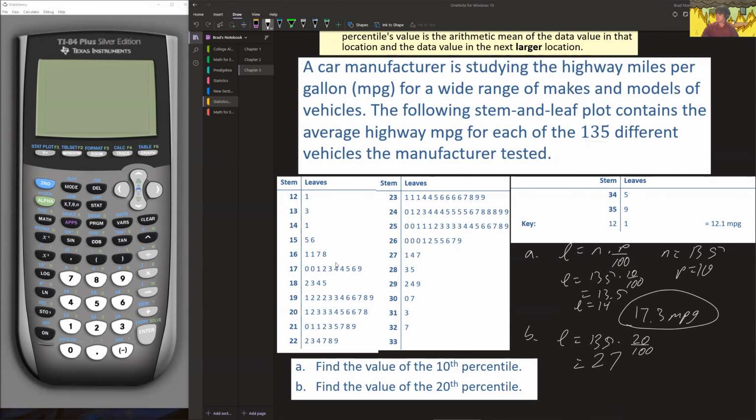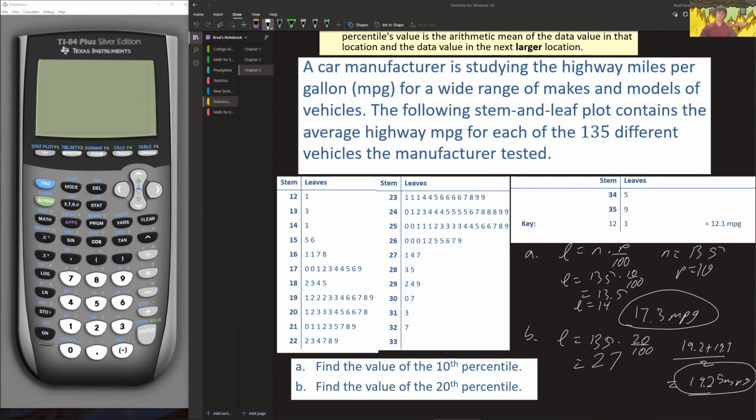So if I took a look, 17.3, this was the 14, 15, 16, 17, 18, 19, 20, 21, 22, 23, 24, 25, 26, 27, 28. Okay, so my 27th and 28th data values are 19.2 and 19.3. So my average of 19.2 plus 19.3 over 2 is midway through that, and I find 19.25 miles per gallon. And there we go.